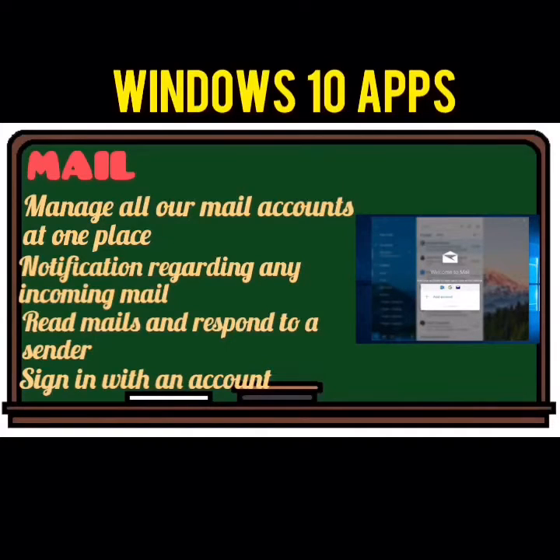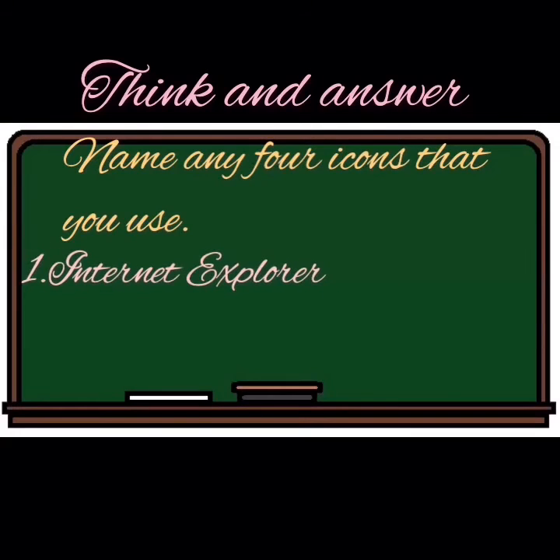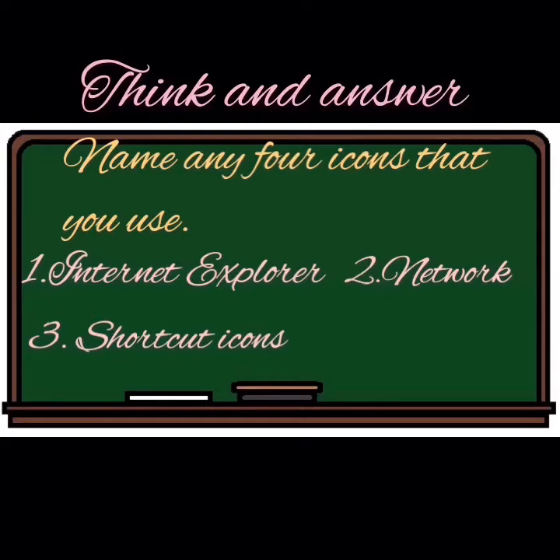The next portion what we are going to see today is Think and Answer. The Think and Answer portion is from the previous classes. So name any 4 icons that you use. First one, Internet Explorer. Second one, Network. Third one, you can mark it as shortcut icons. And fourth one, you can write it as This PC. Any other icons which you're using, you can write that as well.